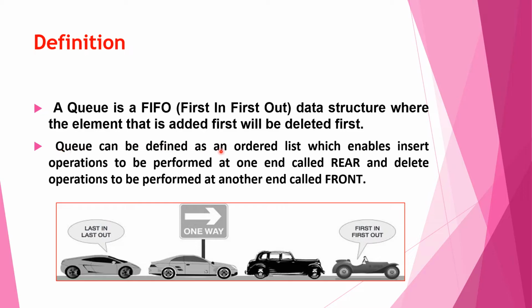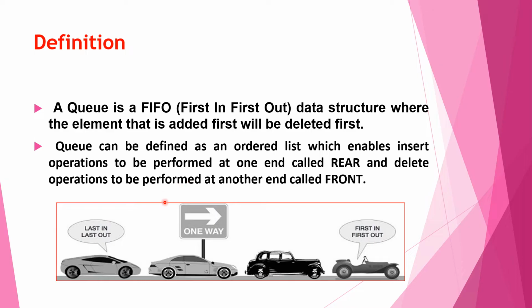Queue can be defined as an ordered list which enables insert operations to be performed at one end called rear and delete operations to be performed at another end called front. So, in case of queue, the end where insertion is performed is called the rear, and the end where deletion is performed is called the front end. So, here queue has two ends: one is the front end and another one is the rear end.